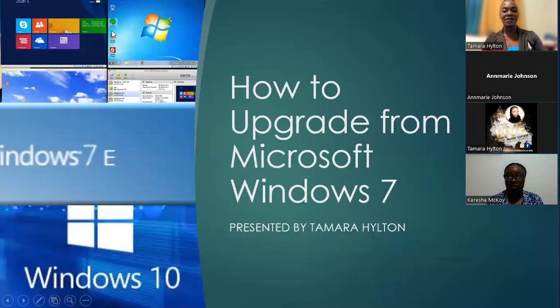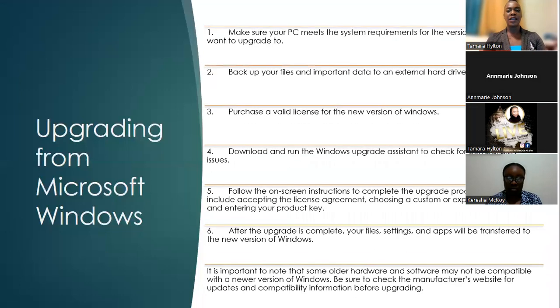This evening, I will be your first presenter, and I will be looking at how to upgrade from Microsoft Windows 7. Now, how do you go about upgrading from Microsoft Windows 7? Now, the first thing that needs to be done is to make sure that the PC meets the system requirements for the version of Windows that we want to upgrade to, and we're recommending that the upgrade be to minimum Windows 10.